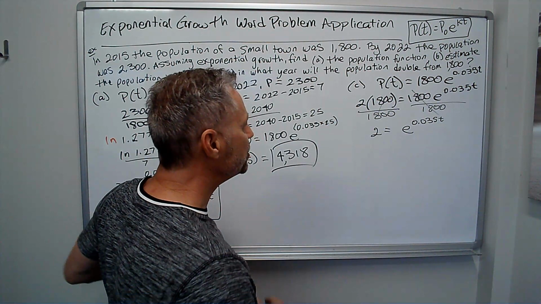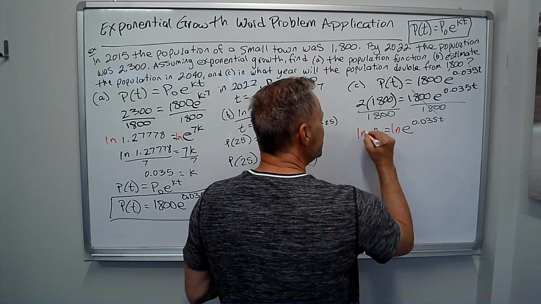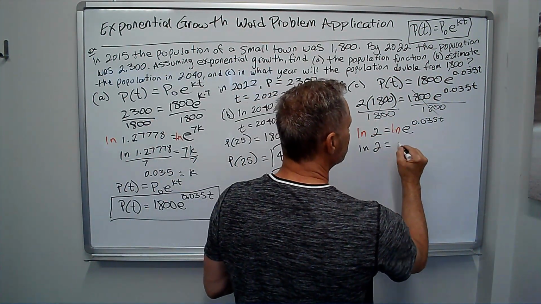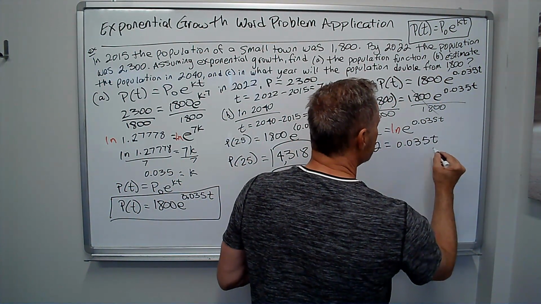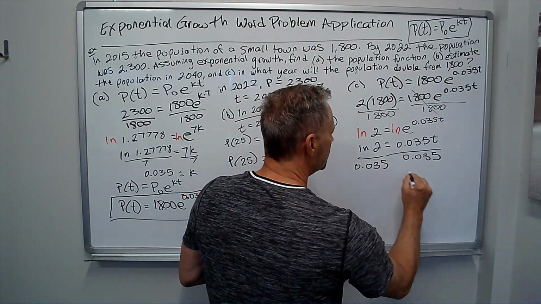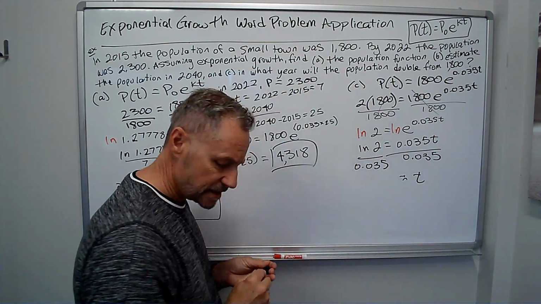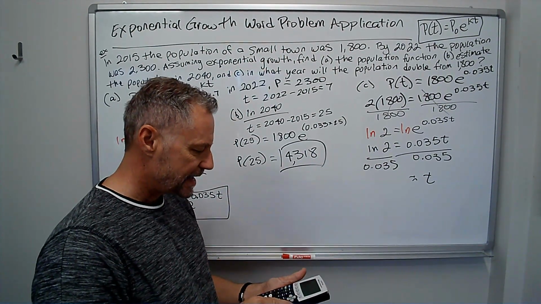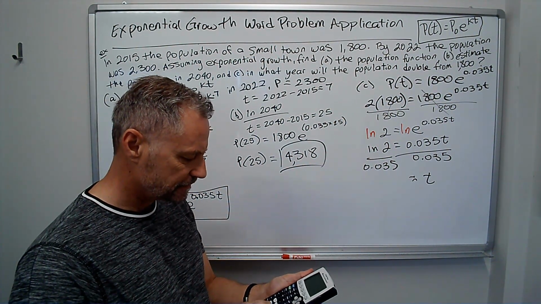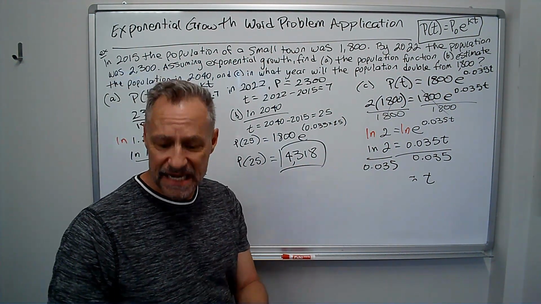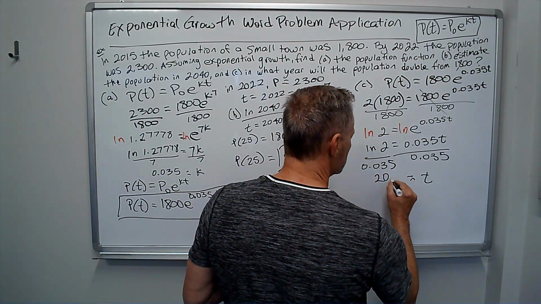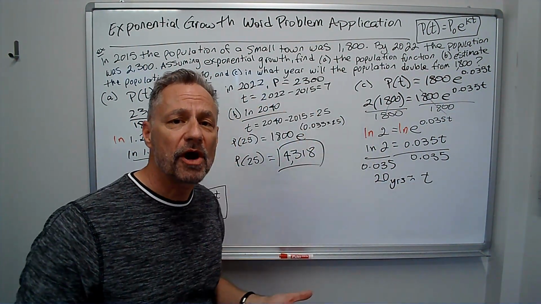I'm going to take the ln of both sides. Remember, ln cancels out e. Those are inverses of each other. I just get the exponent. So I get ln of 2 equals 0.035t. I can divide both sides by that coefficient. And I get time as approximately, let's find the number of years here, ln of 2, close parentheses, divided by 0.035, and I get about 19.8, we'll say about 20 years, because we're just approximating this anyway.